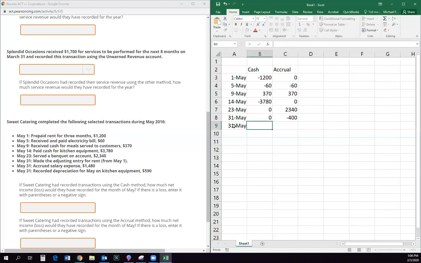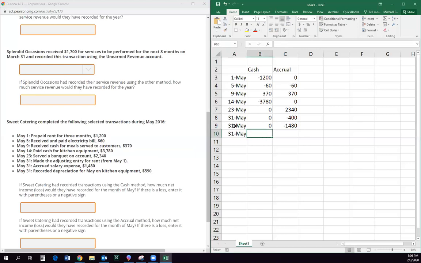On May 31st, we accrued salary expense. Again, that means we didn't pay for it yet. We just recognized our employees had earned it during the month. So under cash, it's 0, but under accrual, we're going to recognize that full expense because we incurred it during the month. Negative $1,480.